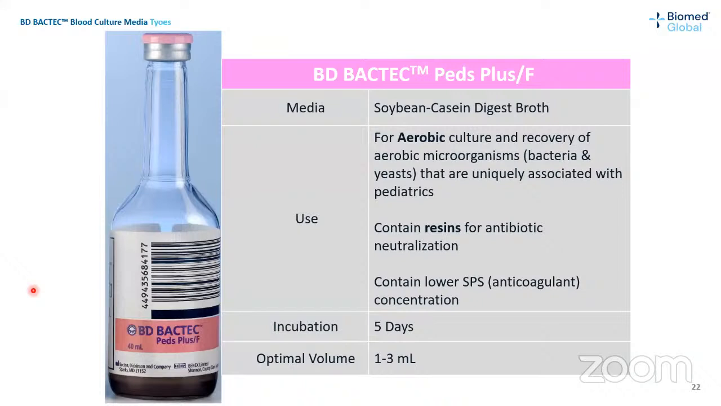Okay, so it contains a resin media, same as the adult version. Okay, but it contains a lower anticoagulant inside it. Okay, so that's why it's able to receive less blood. The volume of this bottle is 1 to 3 mils, but it has a range of between 0.5 to 5 mils. Okay, and I'll discuss with you later as to how you can estimate the amount that's needed for a certain peds culture.